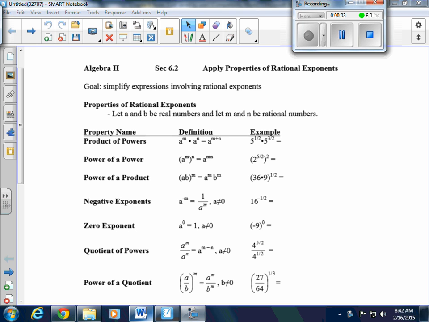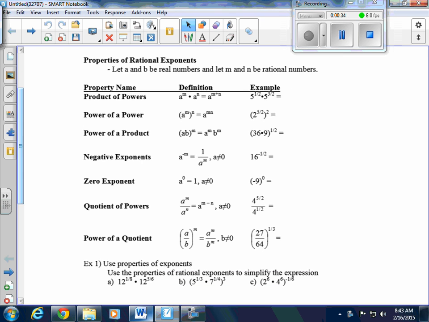Today we're going to be looking at section 6.2, which is on applying properties of rational exponents. And our goal is simply to do that, to simplify expressions involving rational exponents. Now we've looked at the properties of exponents before, so we're going to use the same exact properties that we did at the beginning of chapter 5 here in chapter 6, only now our exponents are going to be rational numbers, which means essentially they're going to be fractions. So all of these properties, again, are the same. We're going to run through them again with rational exponents.